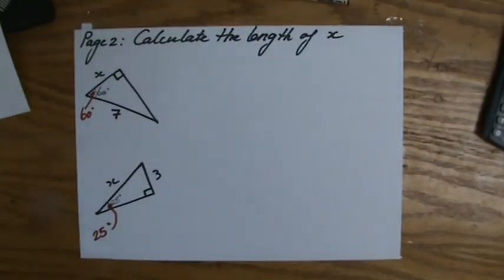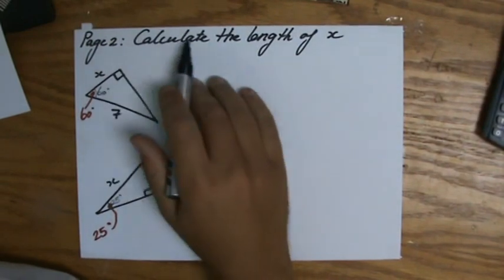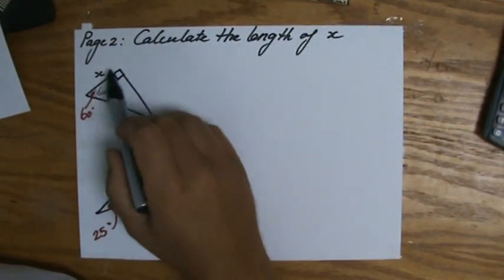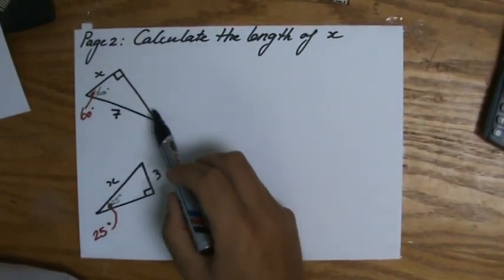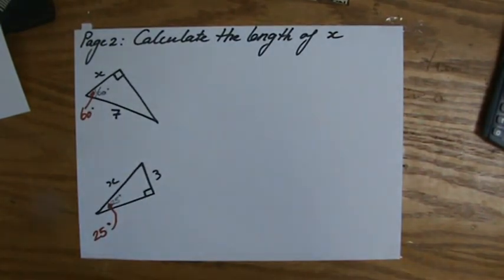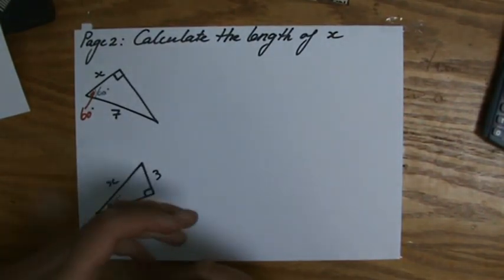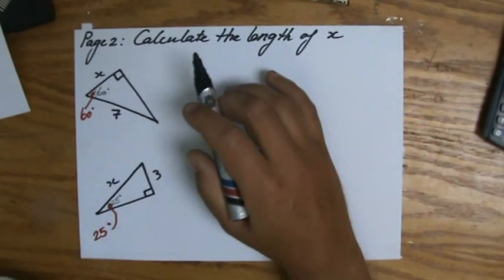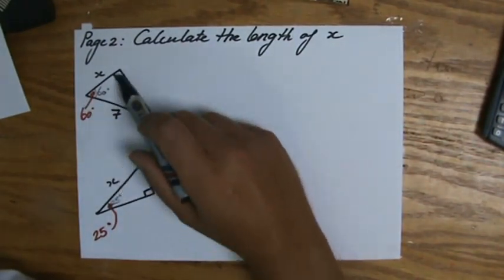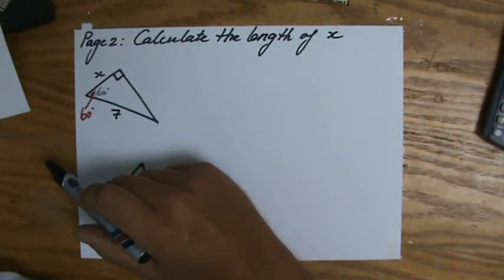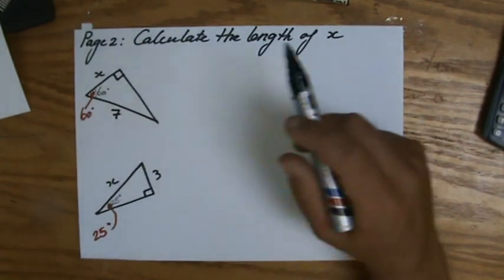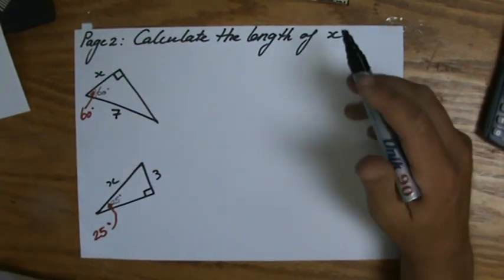So we continue with trigonometry, and the question is still: calculate the length of x, where x is a side in a right angle triangle. And we have learned two strategies. Pythagoras we can use when we know two sides and we want to calculate the third one. A squared plus b squared equals c squared, the hypotenuse squared.